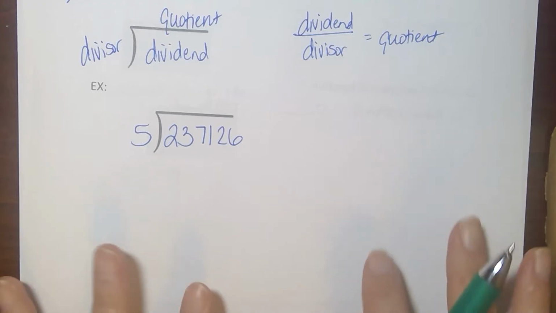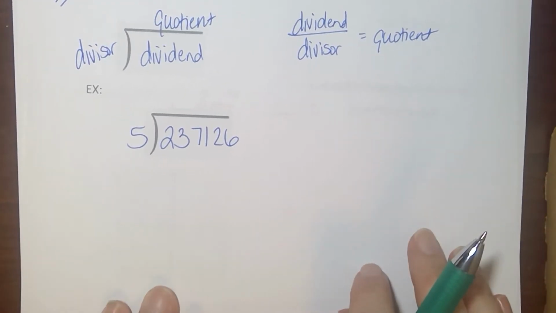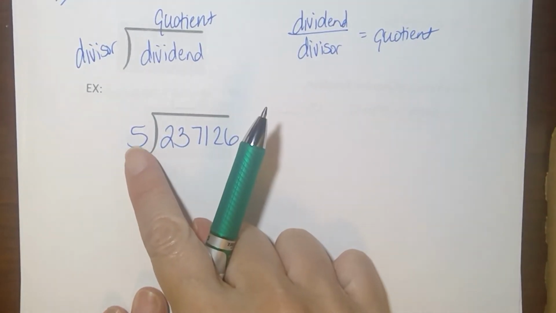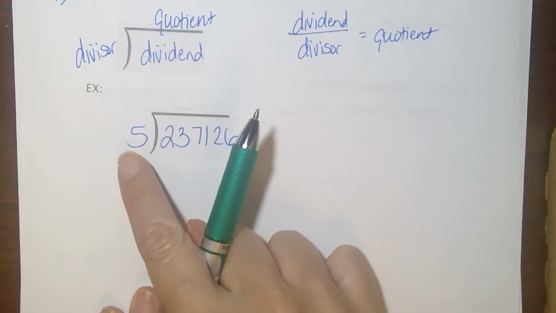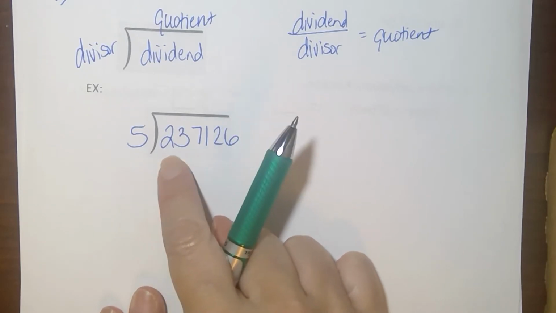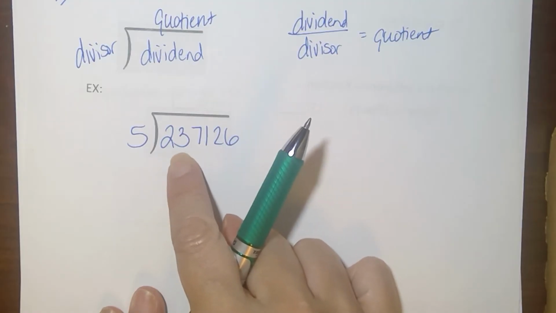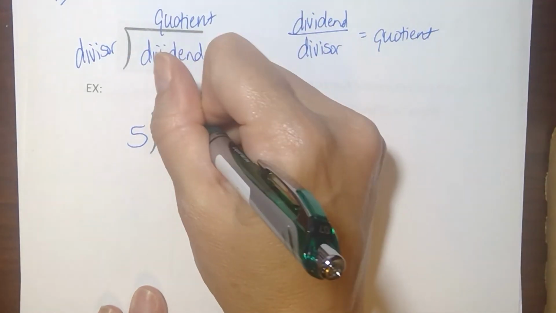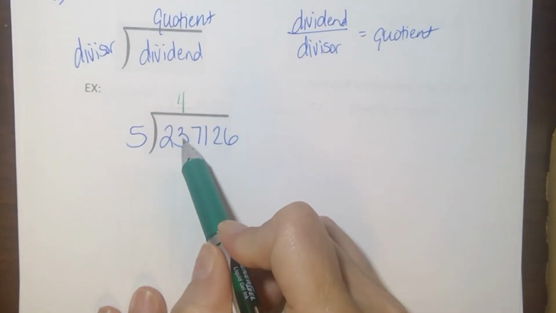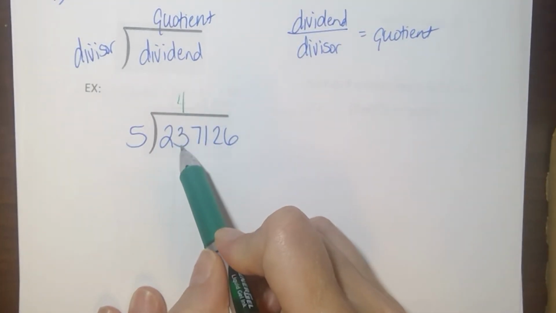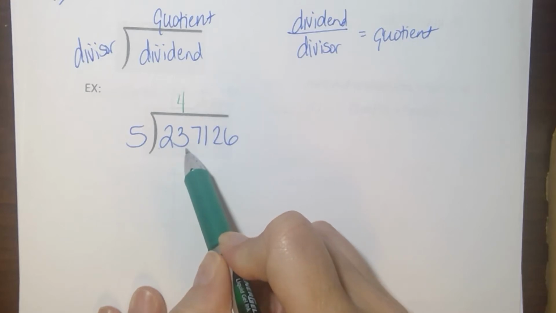We have to do just a little bit of work. But think about the steps you go through. You ask yourself a question: how many times does 5 go into 2? And the answer is it doesn't. So we move over and we say, okay, how many times does 5 go into 23? Well, 5 goes into 23 4 times. And that value goes in my quotient line above the 3 because that's the last digit we used.